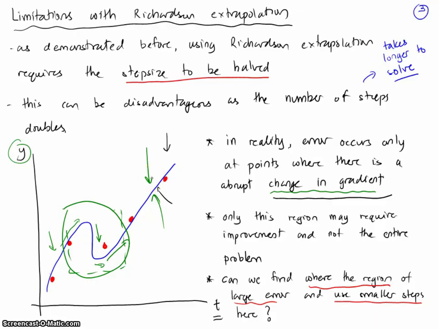We don't want to use a small step size for the entire solution domain, because if your step size is very small, yes, you will get the accuracy, but your code may take a very long time to solve just because it needs to break everything down into very, very finite segments. While that is important in this region, it may not be important in this region or in this region over here. So how can we locate where the regions of high gradient changes occur, and can we prescribe an ideal or optimum value of step size for this particular region?